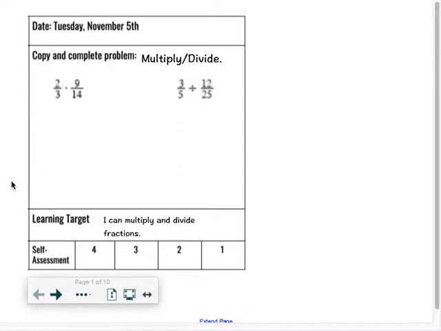Okay, guys. So, multiplying and dividing fractions. Get your warm-up packets out.